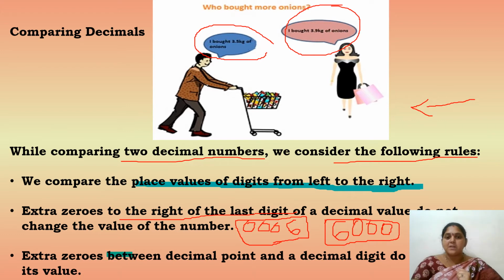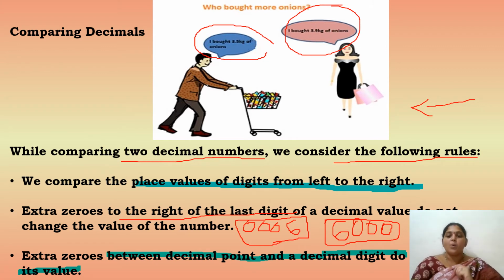Extra zeros between the decimal point and a decimal digit do not change its value. The extra zeros which we place between the decimal point and the decimal digit do not change its place value. The place value remains constant.